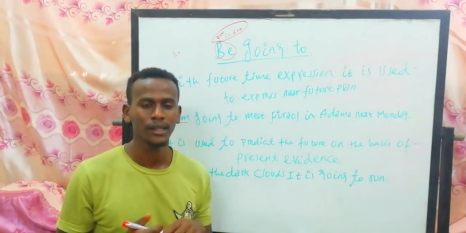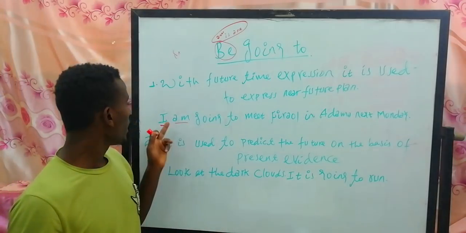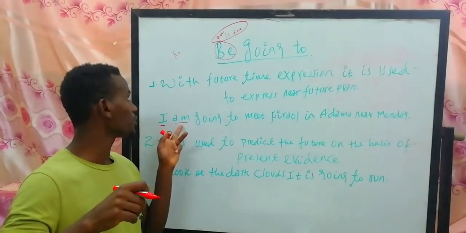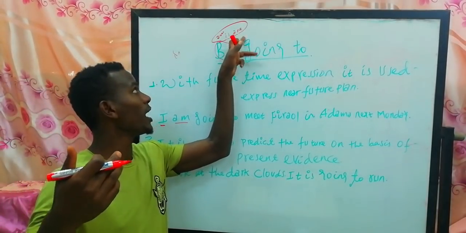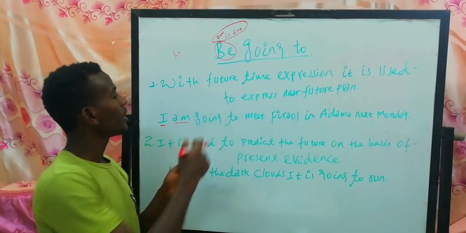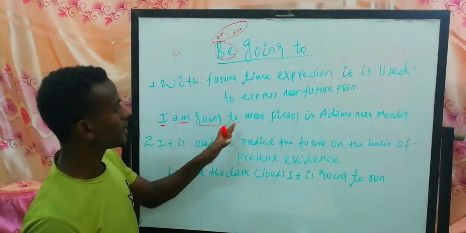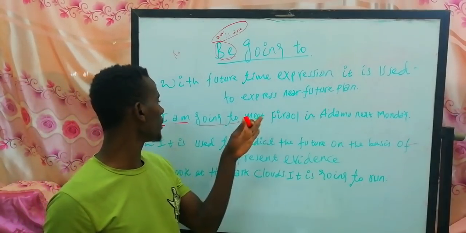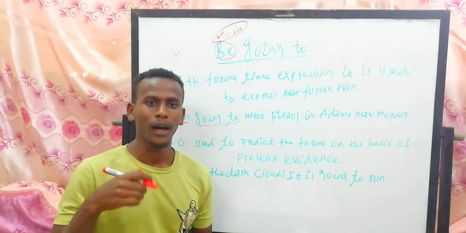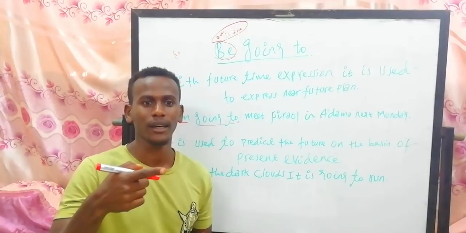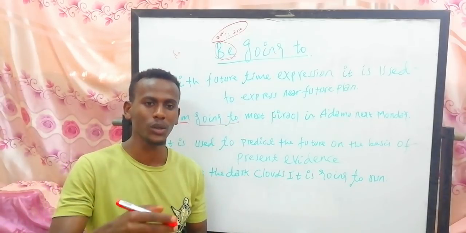So what we call be here is the present form: am, is and are. For I we use am; for another singular subject we use is; for a plural subject we use are. So I am going to is a be form. Going to is followed by a verb. So the sentence pattern is: I am going to meet Fraud in Adama next Monday. Fraud lives in Adama, and next Monday is the future time expression: next Monday, next week.